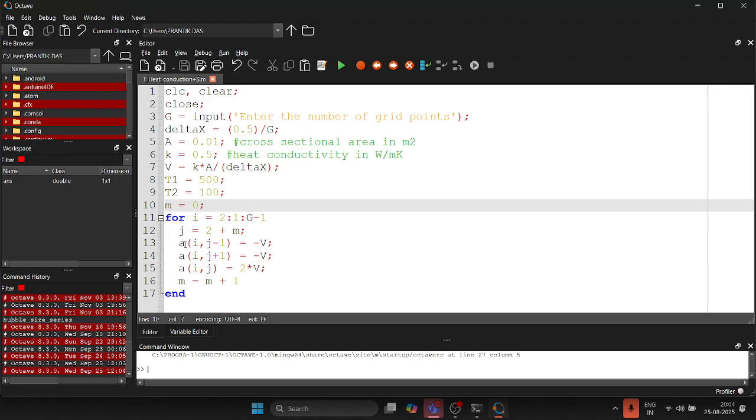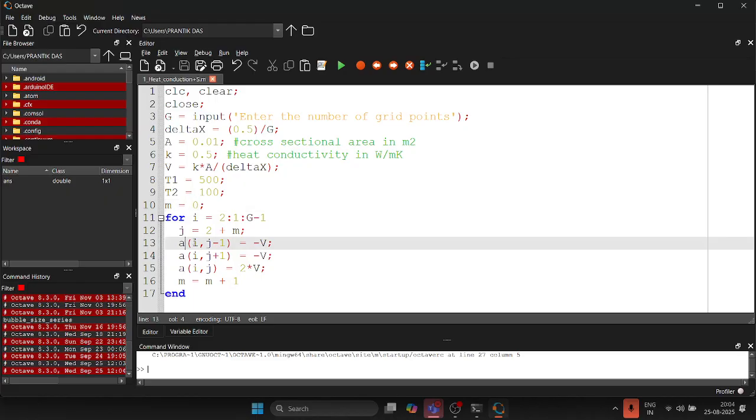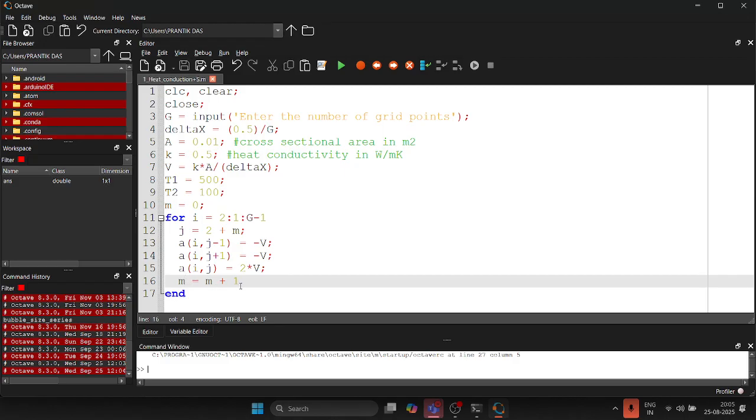A is your coefficient matrix, the matrix on the left hand side of the equation. So A of i comma j minus 1 is minus b, A of i comma j plus 1 is minus b, and A of i comma j, the value in the middle, is 2 into v. v is k by delta x. Then I change m equal to n plus 1.